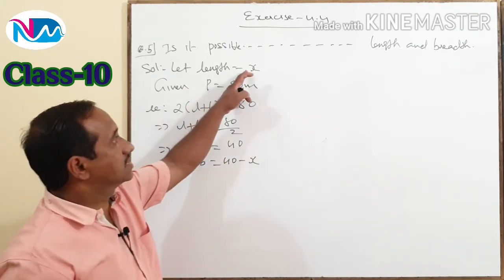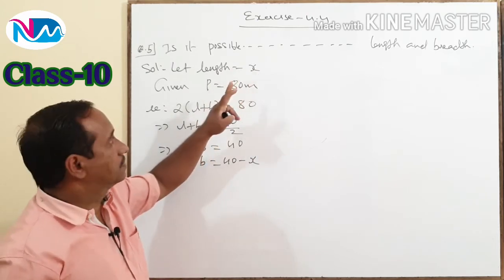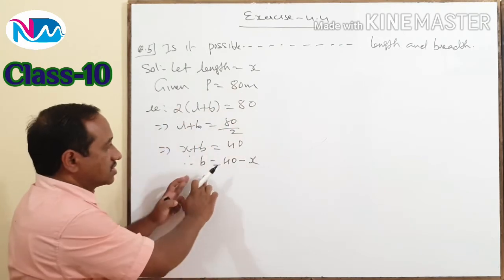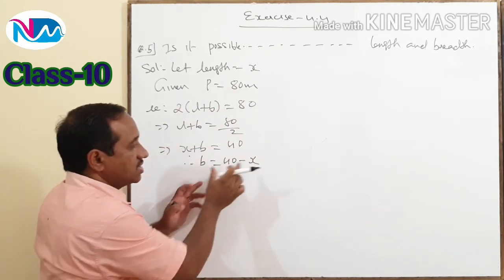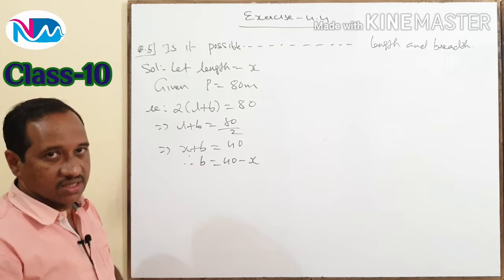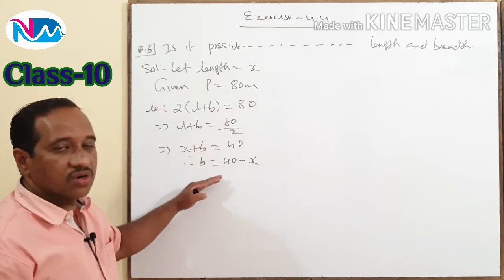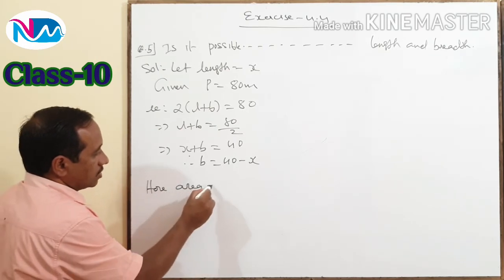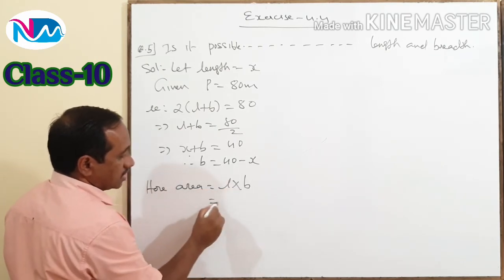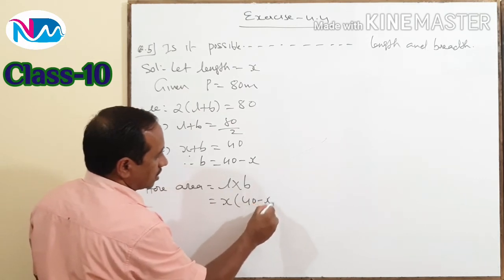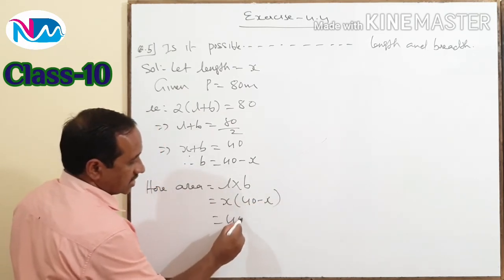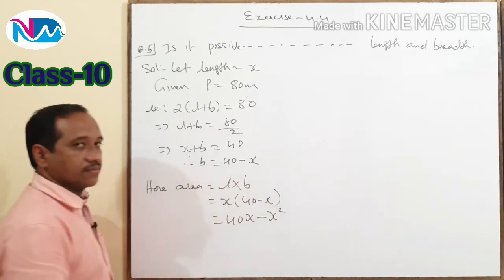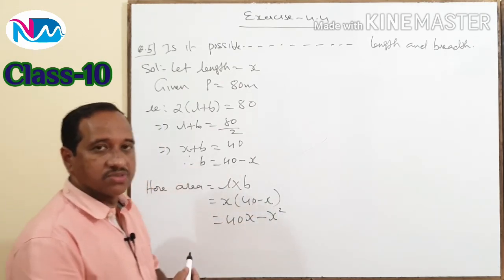So if the length is assigned x, and the perimeter is 80 meter, then we can express breadth in terms of x, and it is equal to 40 minus x. So the length is x, breadth is 40 minus x. Here, area of the rectangular park is length into breadth, that is x into 40 minus x. That is equal to 40x minus x square. This is the area in terms of x.